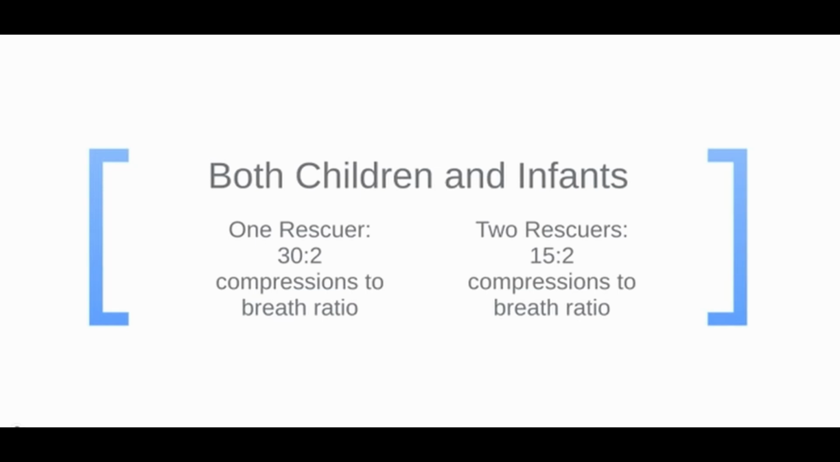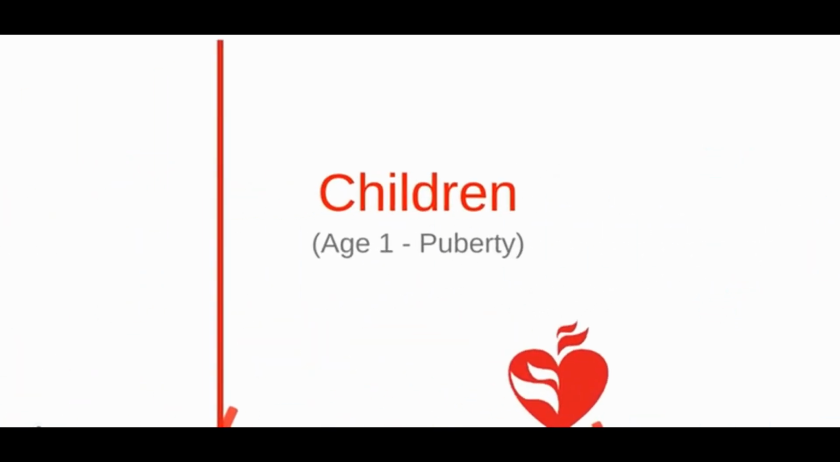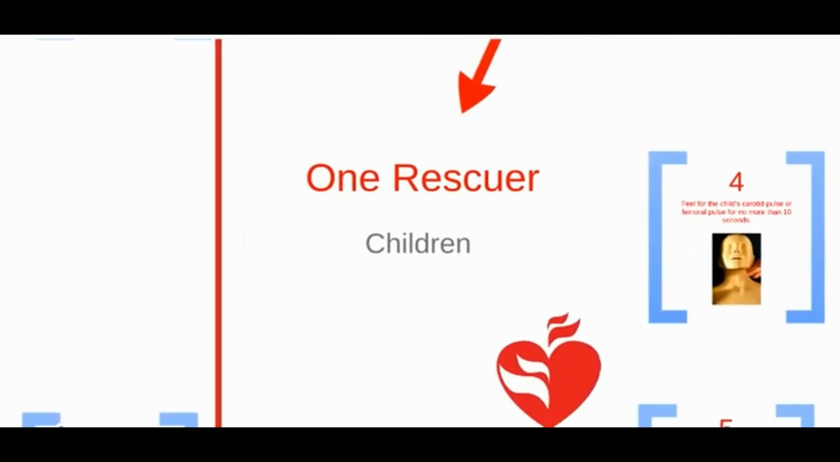If there's 2, the ratio is 15 to 2, with one rescuer doing the compressions and the other doing the breaths. We'll start with the basic life support for children. Note that the child is considered anywhere between age 1 and puberty. With one rescuer, we have a cycle of 7 steps.